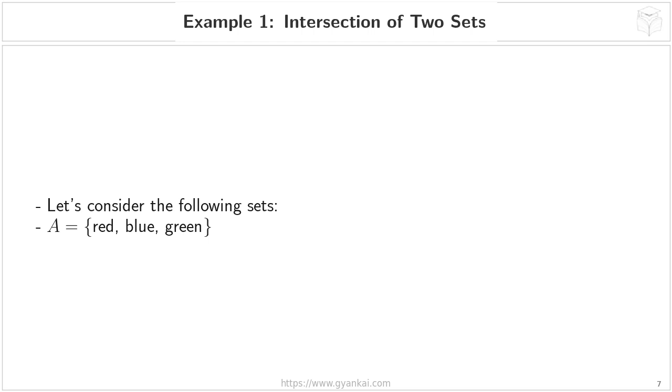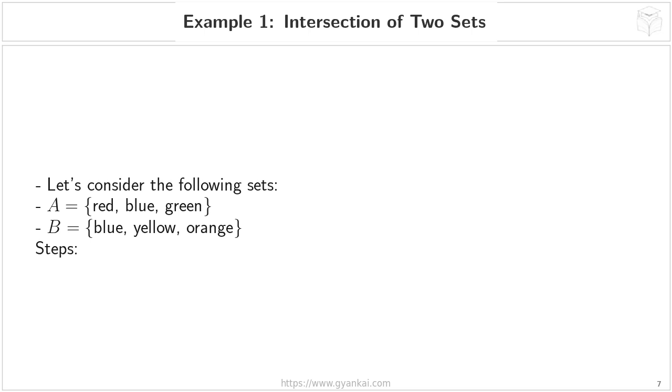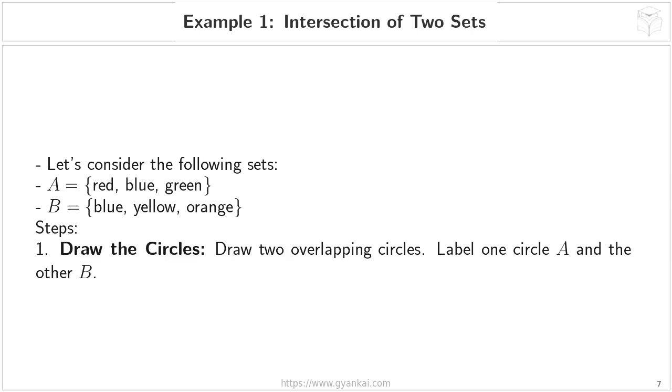Set A contains the elements red, blue, and green. And set B contains the elements blue, yellow, and orange. Now let's follow the steps to find the intersection, which we denote with the intersection symbol. It looks like an upside-down capital U, and we say it as A intersection B. Step 1, draw the circles. As the slide indicates, we begin by drawing 2 circles that overlap. This overlap is crucial as it represents the potential for common elements.